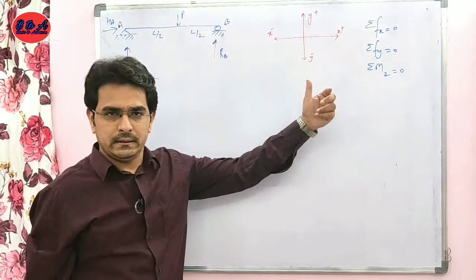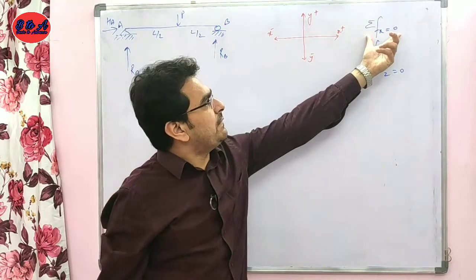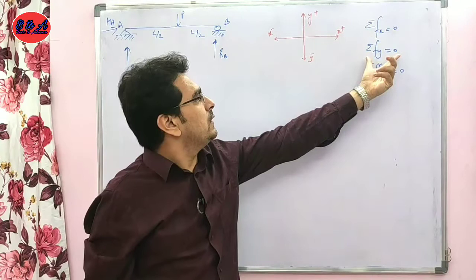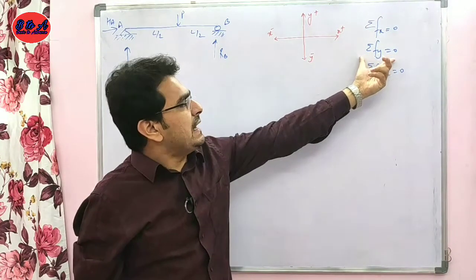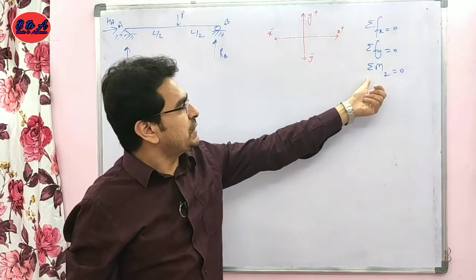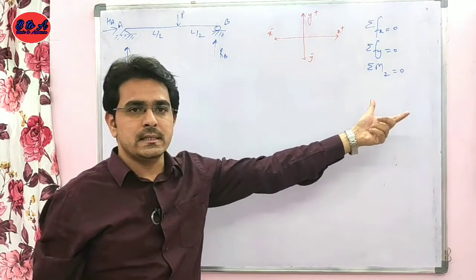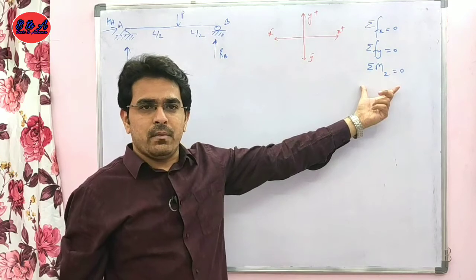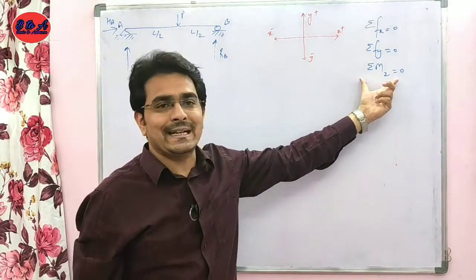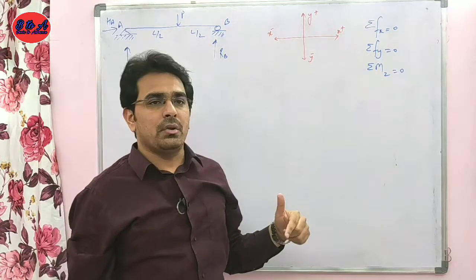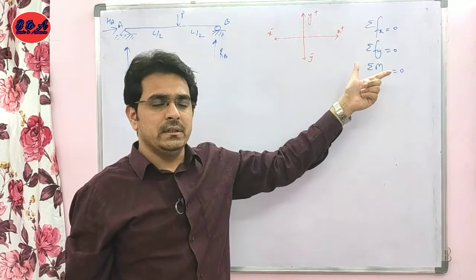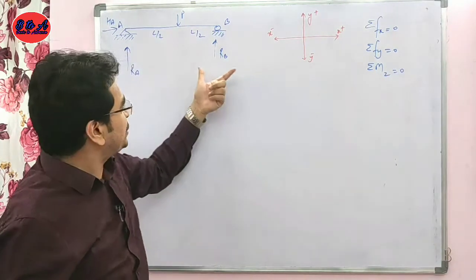Now what is this? Let's look once more. The algebraic sum of all the horizontal forces must be 0. This one says the algebraic sum of all the vertical forces must be 0. Now summation Mz is equal to 0 means the algebraic sum of moments due to all loads about the z axis must be 0. So I will utilize these three static equilibrium equations for finding out the reactions at the support.